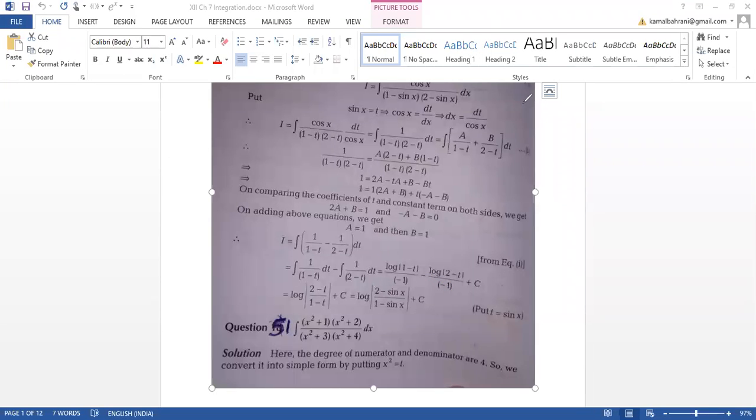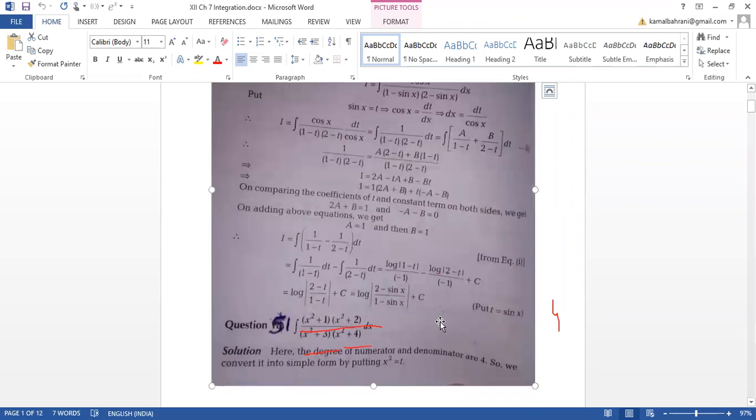Now come to the next question. Your next question is x square plus 1, x square plus 2 upon x square plus 3, x square plus 4. Now see, in the numerator you have the power of 4. The highest degree is what? 4. The highest degree is 4 in the numerator. And in the denominator also you are having the highest degree as 4 only.